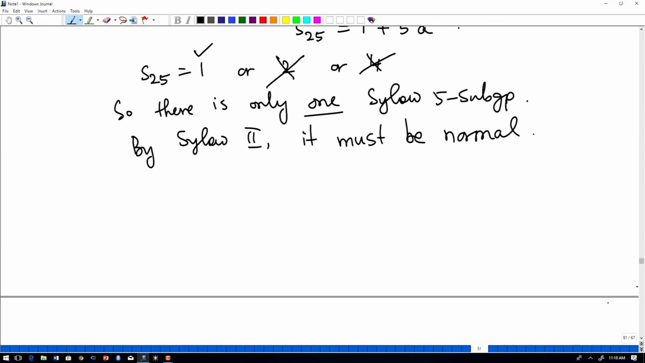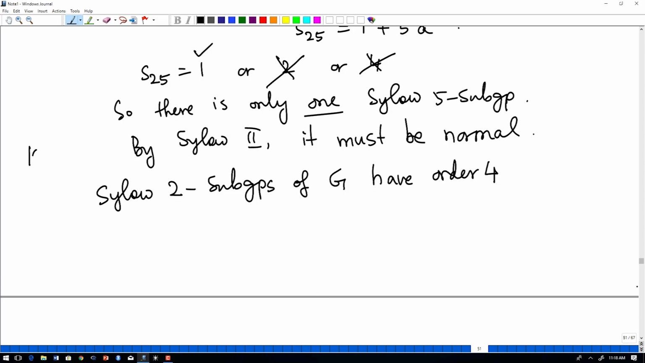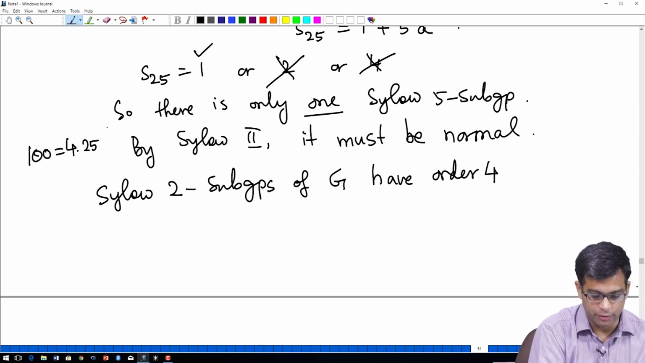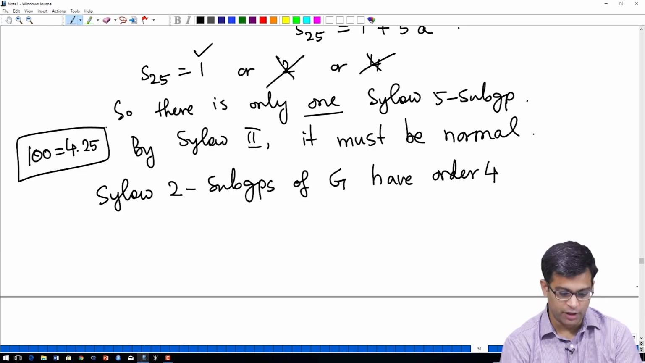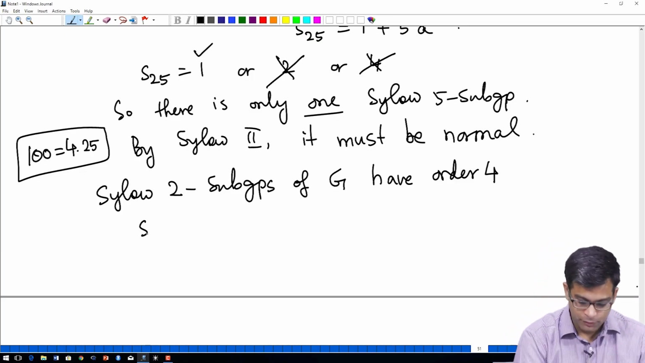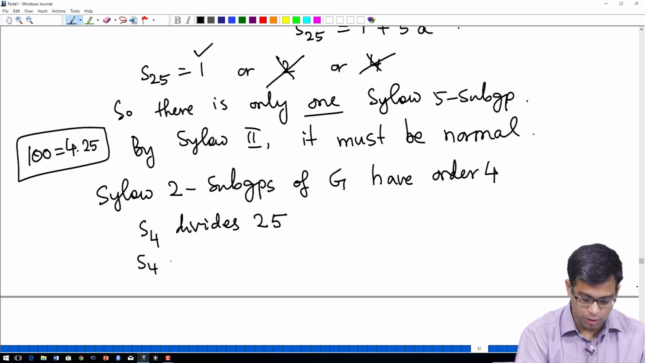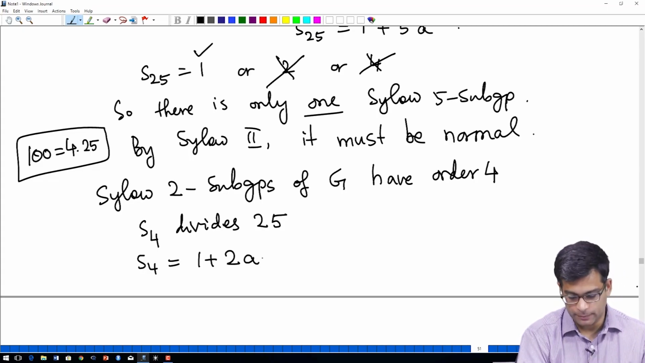Just as an aside, let us look at Sylow 2 subgroups. 2 is the other prime dividing 100, and Sylow 2 subgroups have order 4, because 100 is 4 times 25. So, let us say S4 is the number of Sylow 2 subgroups. So, S4 divides 25 and S4 is 1 plus 2a.